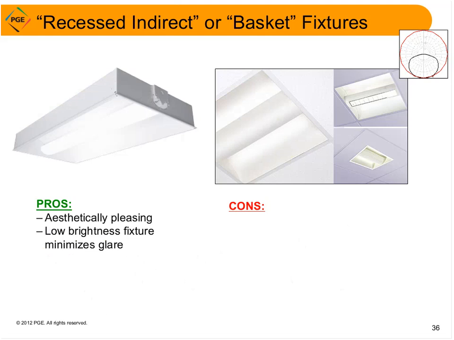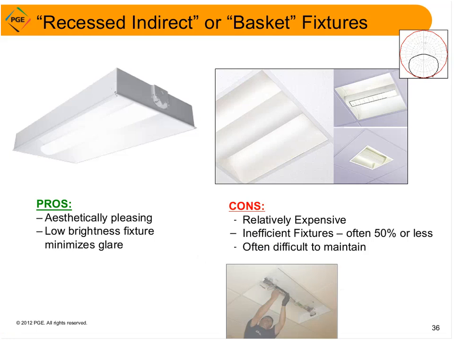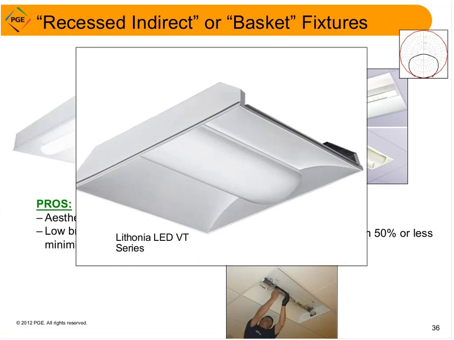This recessed indirect or basket fixture is a type of fixture that's often used in lobbies, conference rooms, and high-end office spaces. It's typically chosen for its good looks and also to minimize glare, but it's expensive, it's inefficient, and it's difficult to maintain. So this is a fixture option where you can get something in LED that has a similar look and has much improved in performance, like this one from Lithonia.